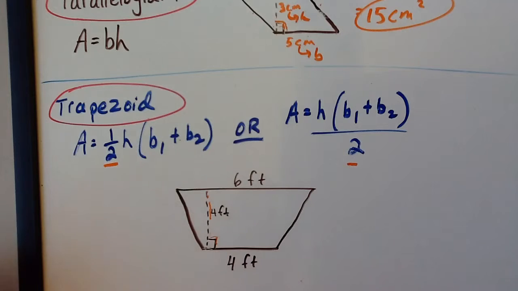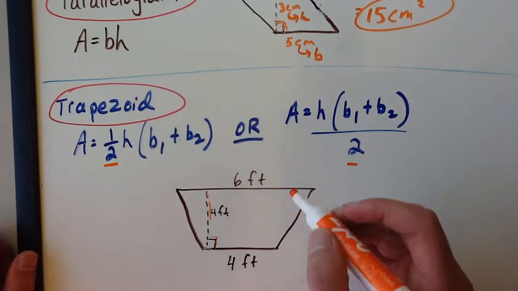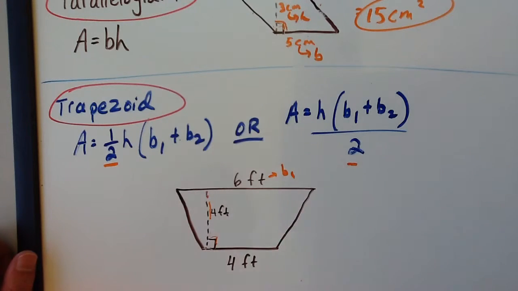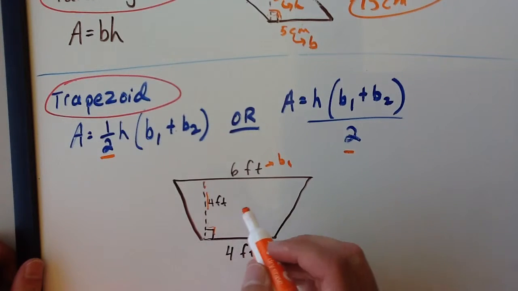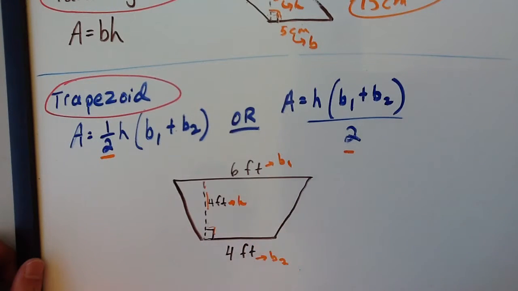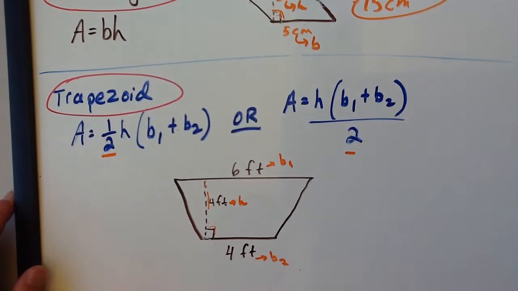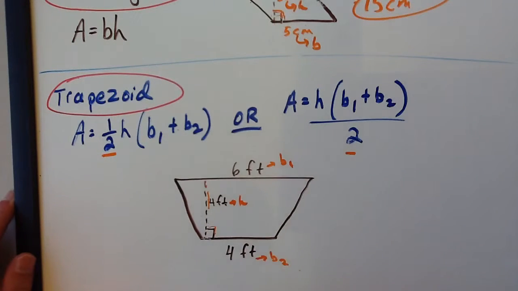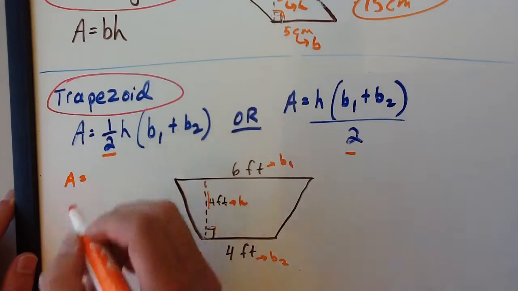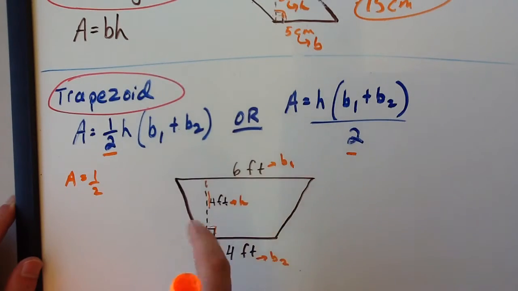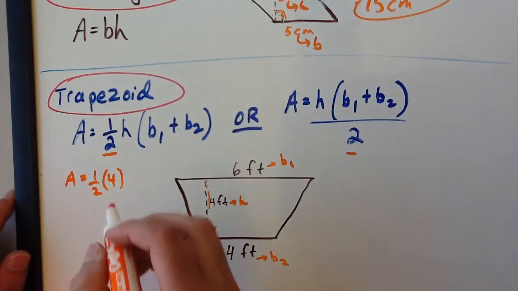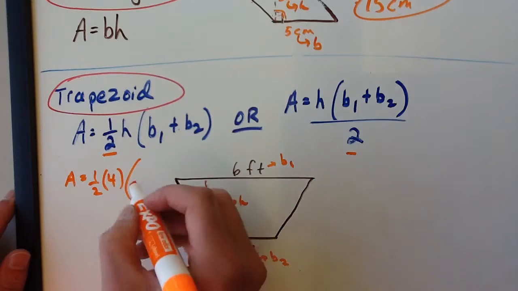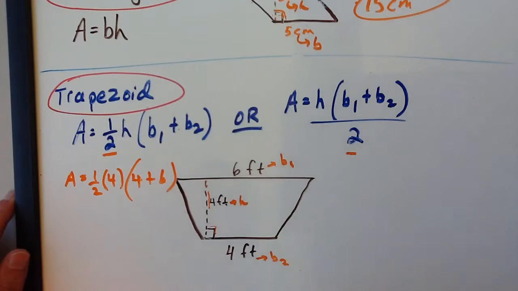So to find the area of this trapezoid here, let's first label the parts. Let's call this b sub 1, that's one of the bases, and this right here b sub 2. So label those parts. Those are the 2 bases. Now I'm going to label the height. The height I see is 4 feet. That's the height. I'll put a little h there. Now I'm just going to plug in my numbers to the formula. Okay, so A, the area, is equal to 1/2 times the height, which is 4. So I'll put 1/2 times 4 times the sum of the bases. So 4 plus 6. I'll add the bases together.